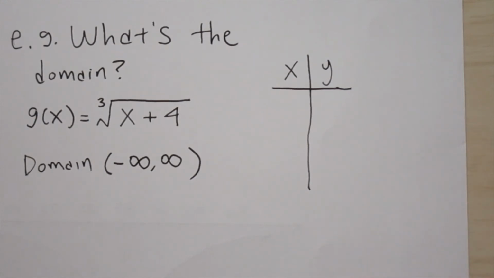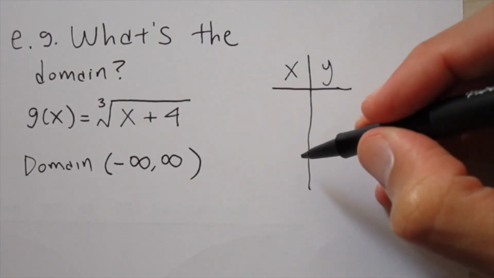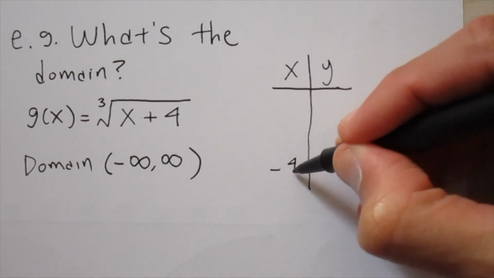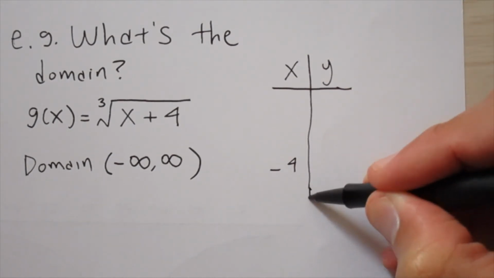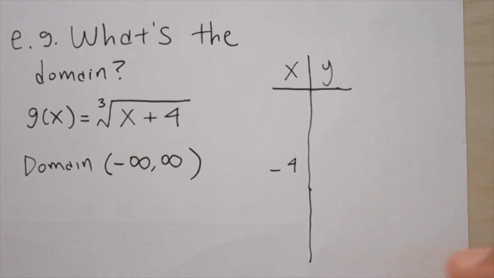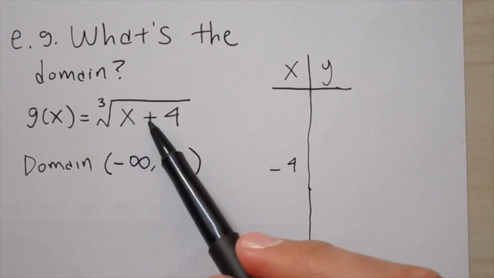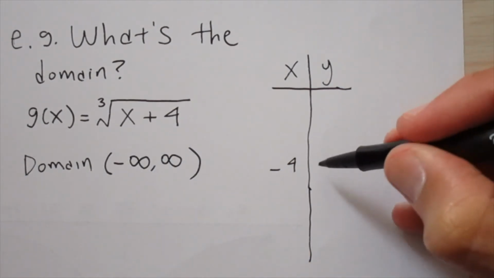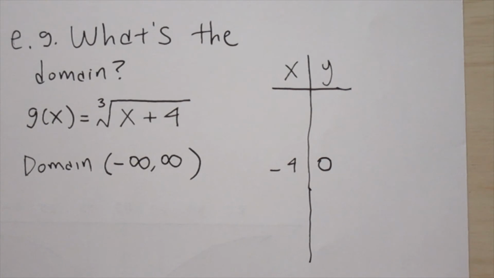Well, I'll be a little creative here. Let me put in here, I will say negative 4. So if you stick negative 4 into this, you'll have negative 4 plus 4, which is 0. The cube root of 0 is still 0, so I'll have the point negative 4, 0, won't I?